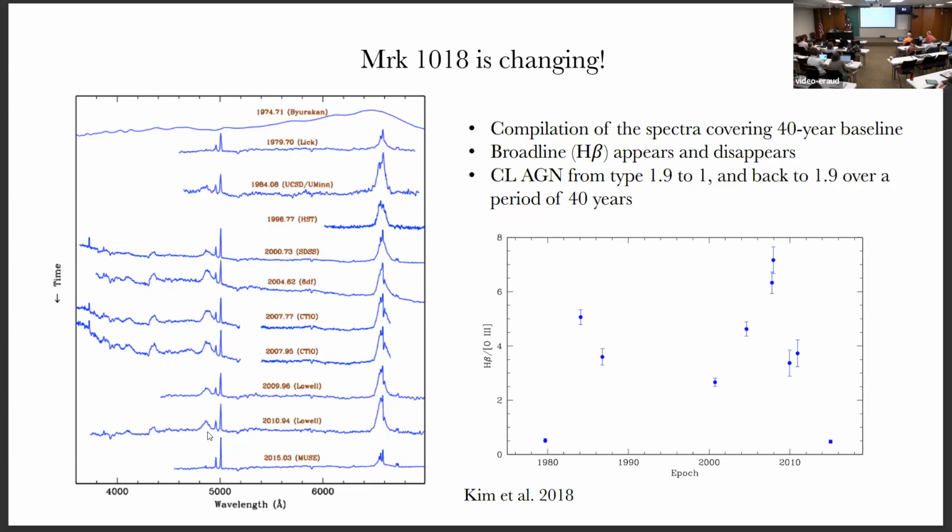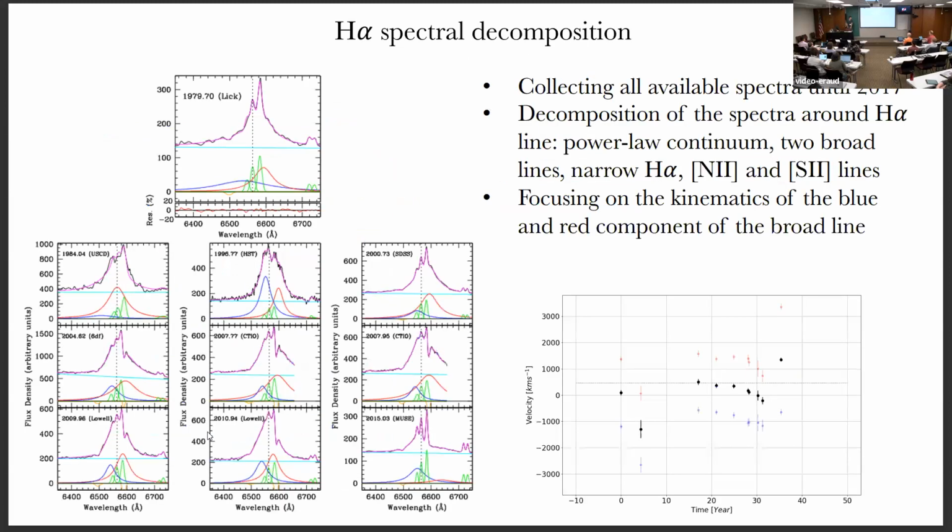So why? We try to decompose the spectrum into multiple components. This is a pretty standard exercise: focusing on the H alpha region and decomposing it into two broad components, blue and red, and one narrow H alpha emission line, plus the two N2 and the S2 lines. And we do the same exercise for every spectrum we obtained from 1997 to 2015.